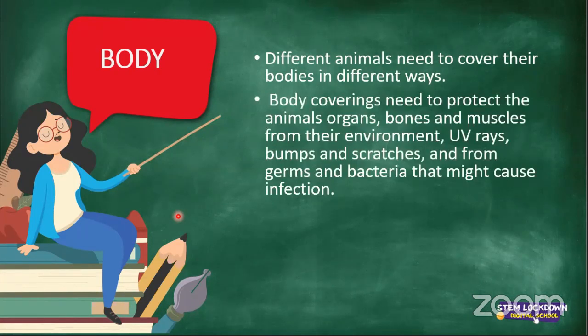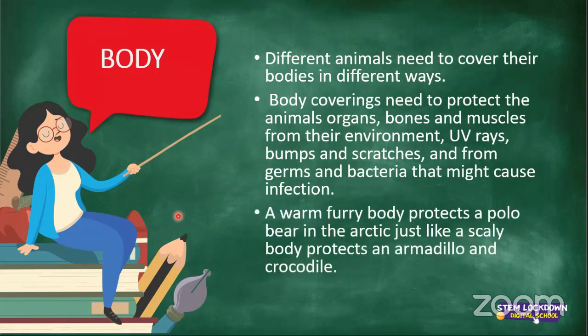Body coverings need to protect the animal organs. It needs to protect its bones and its muscles from the environment, just like us as well, to protect it from UV rays, from bumps and scratches, and from germs and bacteria that might cause infection. So the body covering, the hair or whatever its body covering is also there to protect. We're going to look at some of these just now. Then you are going to look at some different animals and tell me what their body coverings are.